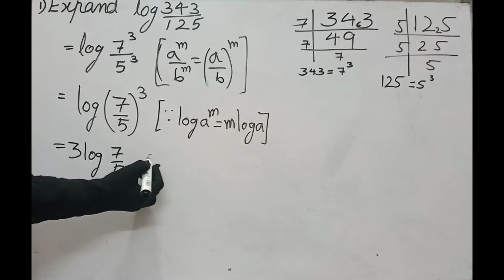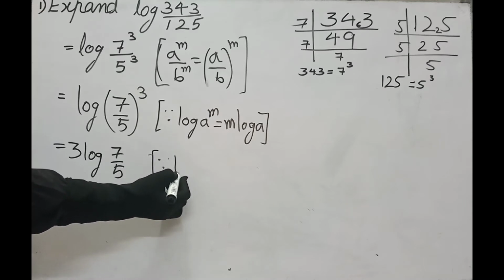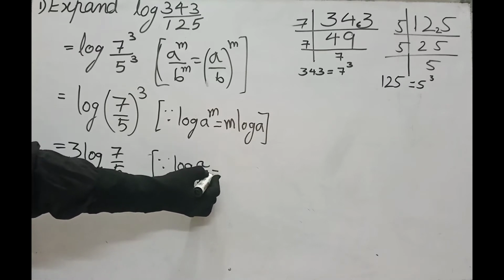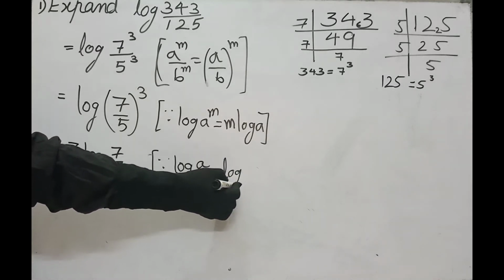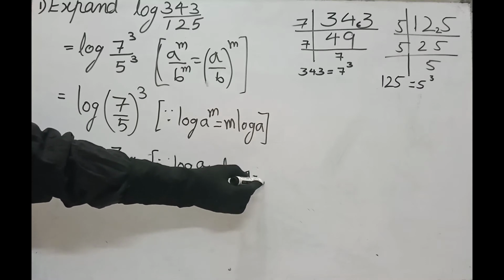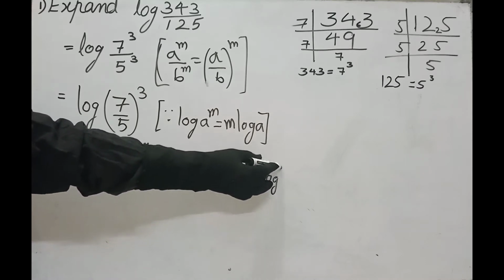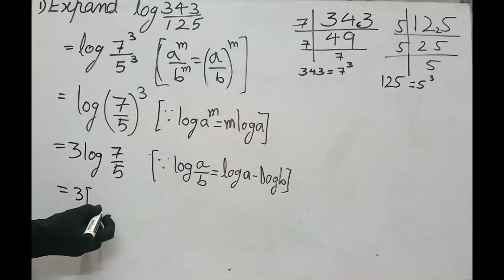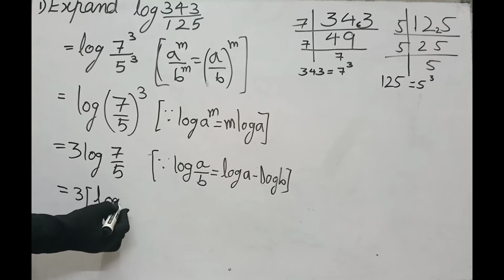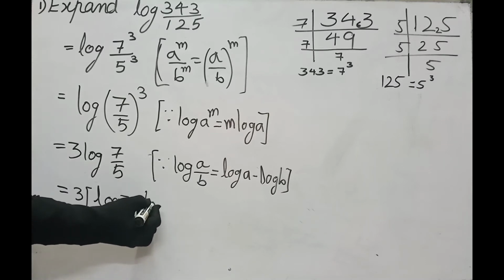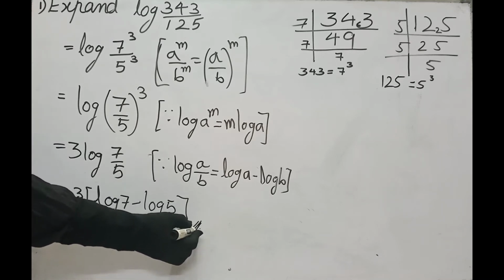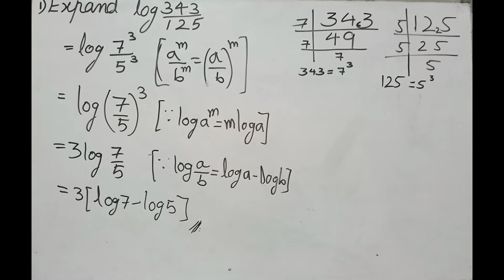Now here we can use the other formula of log, that is log a by b is equal to log a minus log b. That is, whenever division is there, the division sign will change to minus with two logs. Okay, so remember this trick. If multiplication is there, then it will become plus. So remember these two formulas. These two formulas are very important. So it can be written as 3 log 7 minus log 5.